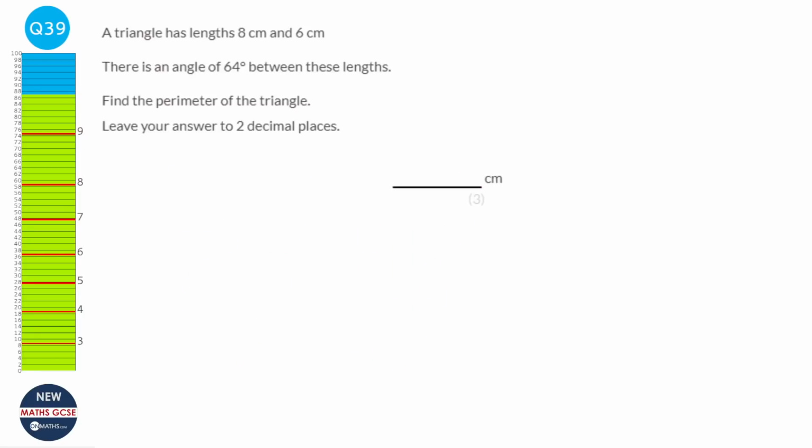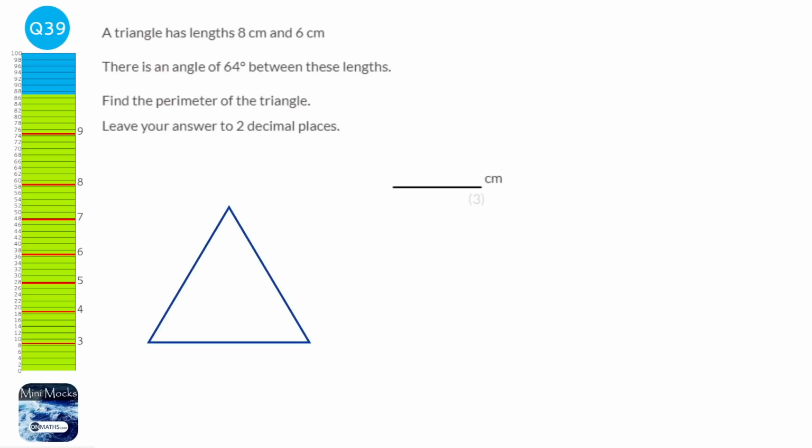Okay, so first thing I'm going to do is just a quick sketch of this diagram. And so we're told the lengths are 8 and 6, and the angle between the lengths is 64 degrees. And we've kind of got a missing length down here which we need to find. So we need to find that one. Okay, so let's label them.